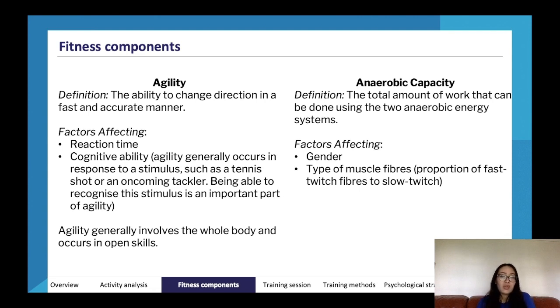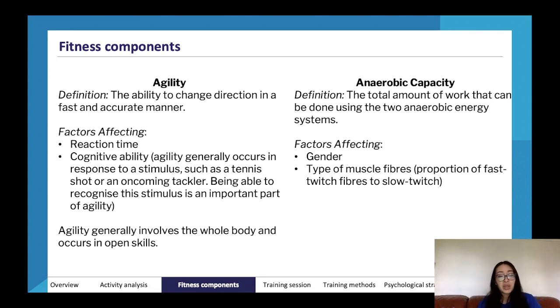You'll see there are only 2 factors here. Generally, agility is not something that comes up as name 3 factors, because we don't usually discuss 3 factors. So really understanding that our health-related fitness components are definitely important to know factors which affect them, because they're more likely to come up in the exam.